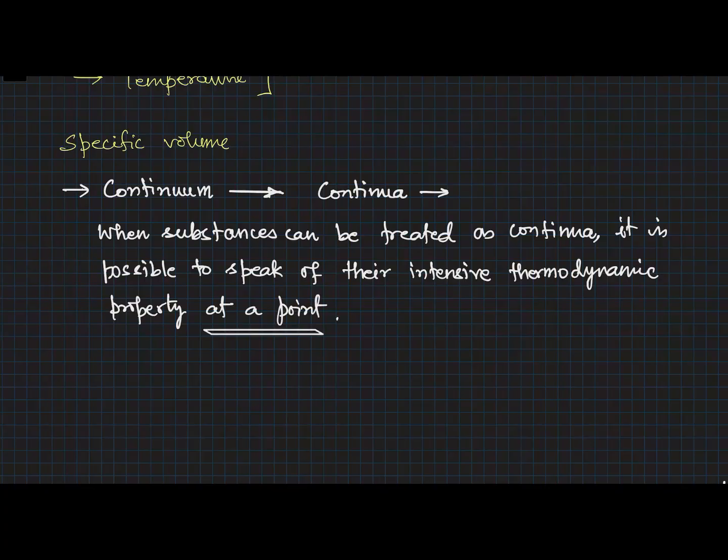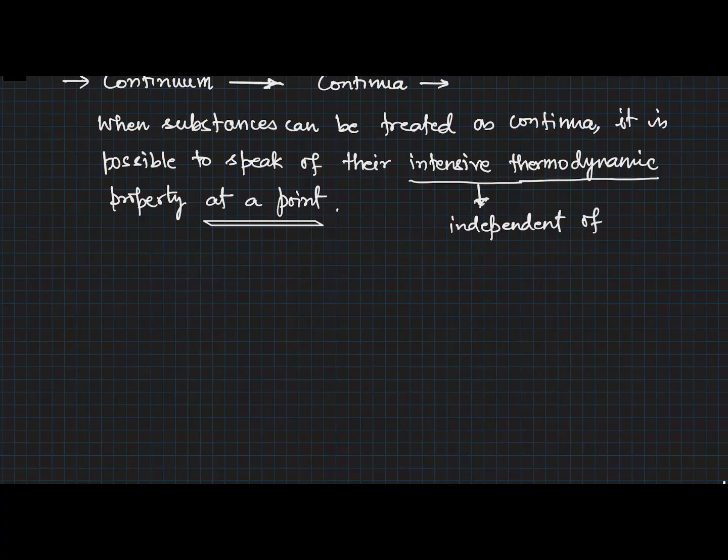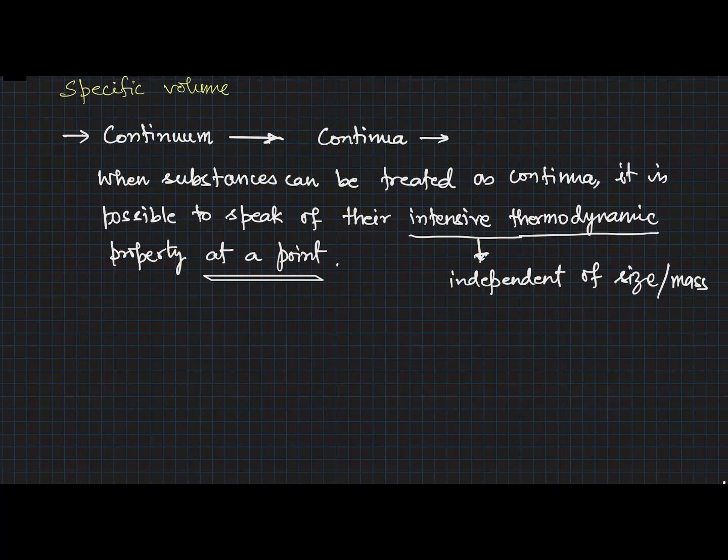Suppose we are talking about density, which is an intensive property, and if you can recall, intensive, we already defined that it is independent of size or mass. So the properties which are independent of size or mass are called intensive thermodynamic properties. And if that property can be defined at a point by some value, then we can call that medium continua.